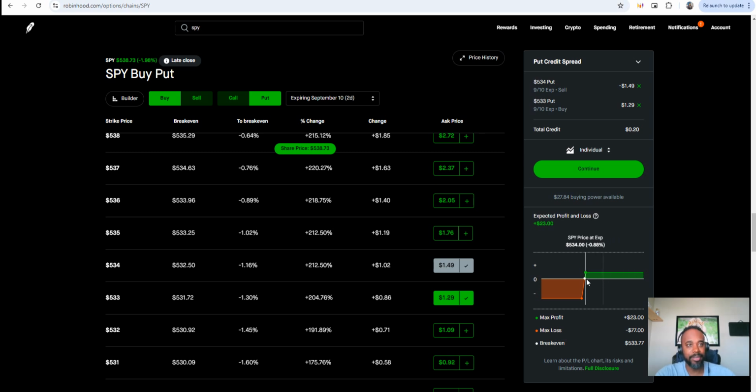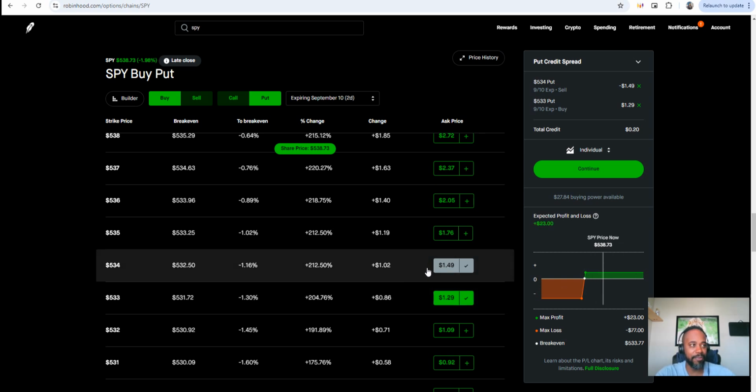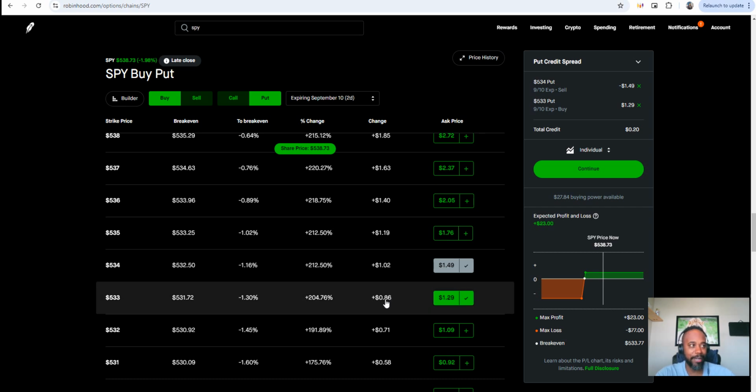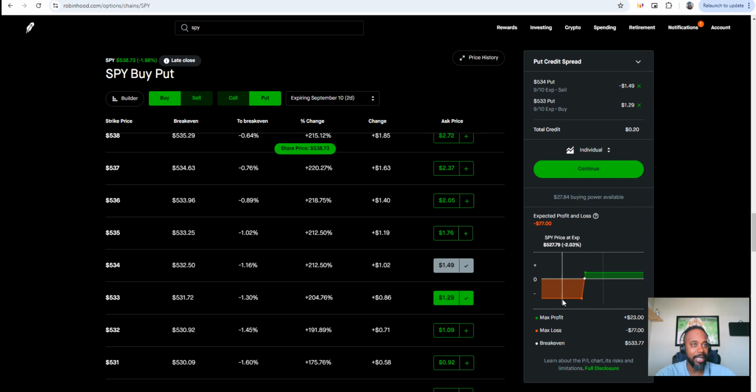And so you notice here, if this thing is above 545, guess what? You can make up to $23. But if it goes below 534, it's going to start to eat your premium. And then if you go below 533, that premium starts to speed up as it pertains to losing value. So you could potentially lose $77, but you want to buy yourself out of this if it starts to go the opposite way. But sometimes you got to be patient and let these things play out.